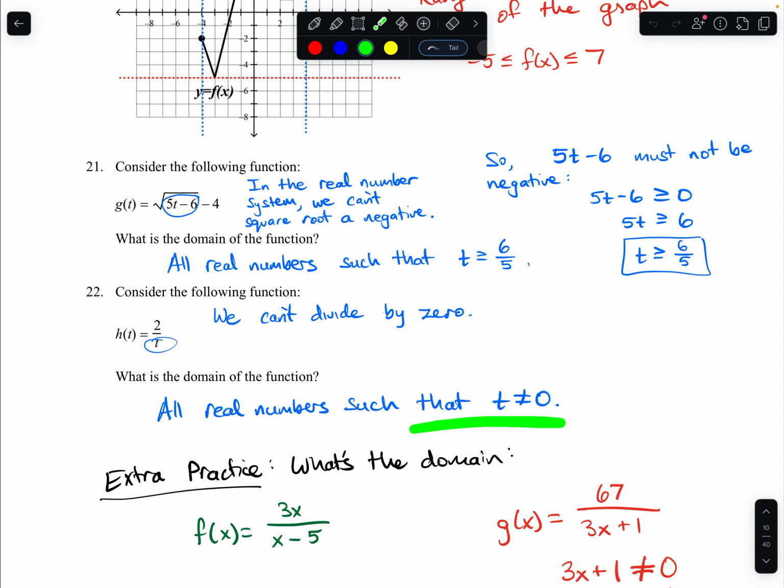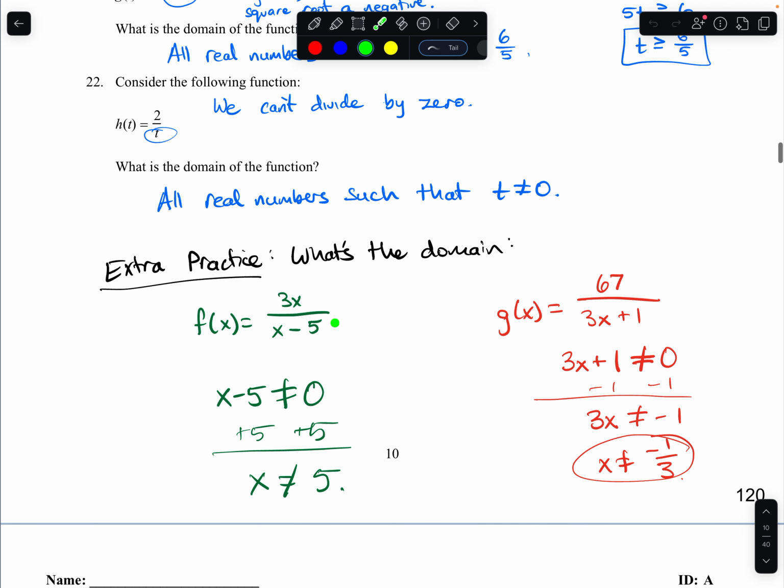And I feel like this was a little bit too simple. So I want you to try some extra practice. I gave you a function f and a function g. Remember, we can't divide by 0, so those denominators cannot equal 0. Try that on your own, come back and check your work.